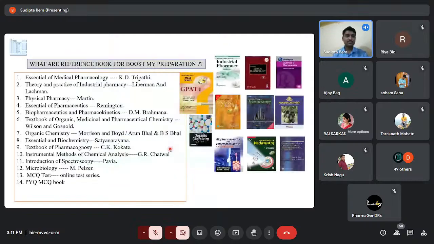So next, what are the reference books to boost my preparation? For pharmacology, KD Tripathi. For pharmaceutics theory and industrial pharmacy, Lieberman and Lachman, and also KD Tripathi. Then for physical pharmaceutics, Martin's, and you can also combine it with Remington's. Remington follows pharmaceutics, Martin is enough. If your frequency doesn't match with Remington, then Martin and Remington are alternatives.